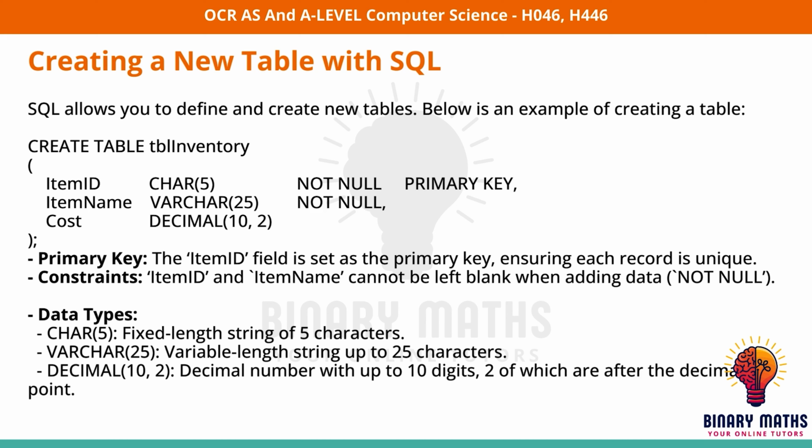Cost. This is the price of the item, stored as a decimal, which means it can store numbers with up to 10 digits, 2 of which are after the decimal point. So this table will store information about inventory items, with each item having a unique ID, a name, and a cost.